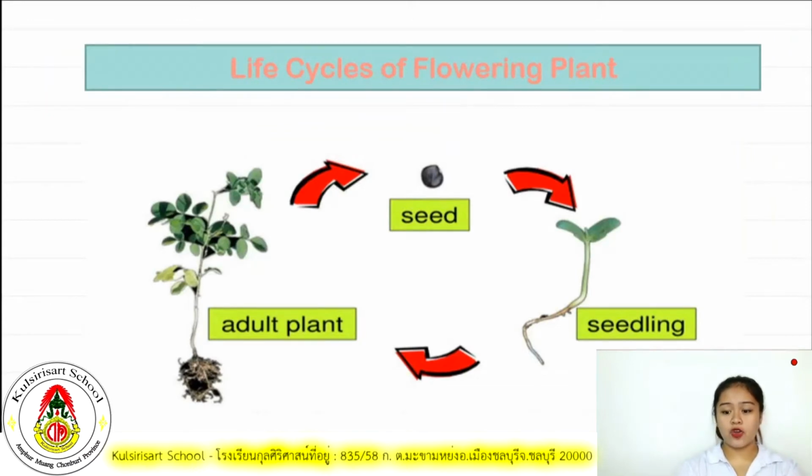Okay, let's now learn the life cycle of a flowering plant. This picture shows the life cycle of a flowering plant. The first stage is the seed. The next stage is the seedling. And from seedling, it will become an adult plant.